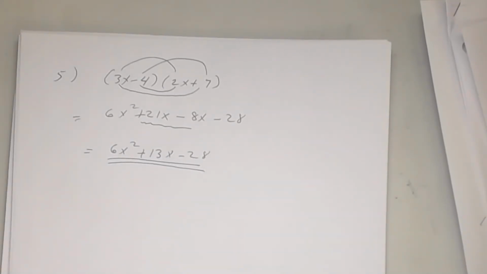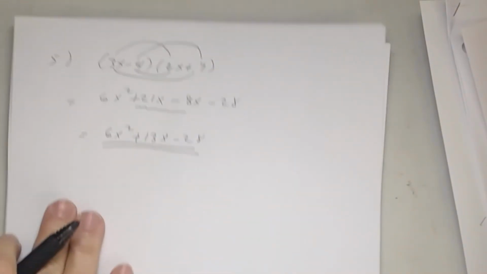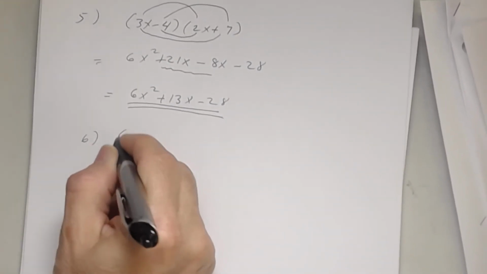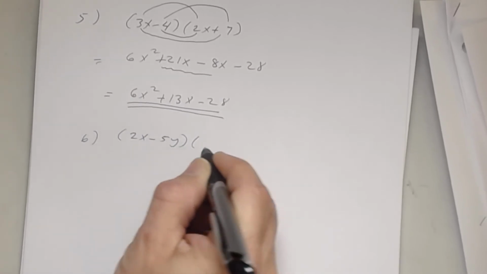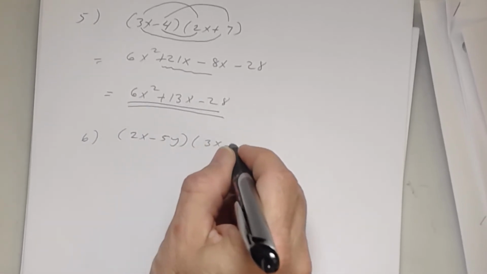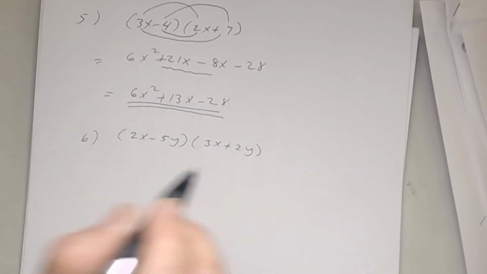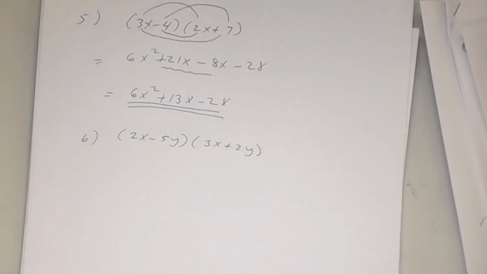You all agree? Okay. All right, what about this one? 2x minus 5y times 3x plus 2y. So what two terms do I multiply together to get the first?